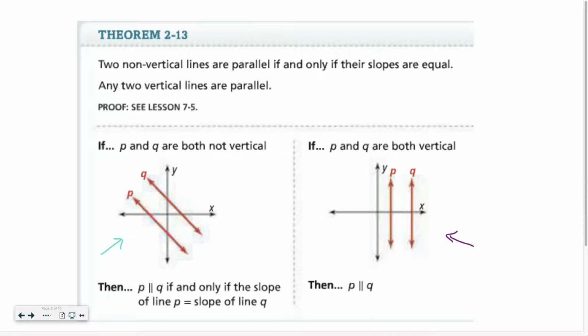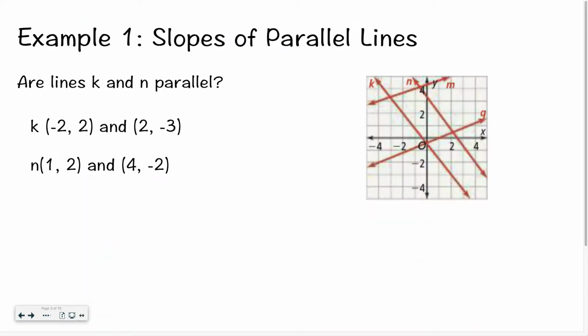So that's anything with a slant. If you look on the left-hand side there with the blue arrow, those are parallel if and only if their slopes are equal. And then on the right-hand side of the screen, we have two vertical lines, straight up and down. Any two vertical lines are parallel, and I would expand that to any two horizontal lines are also parallel. Okay, so let's talk about the slope of parallel lines.